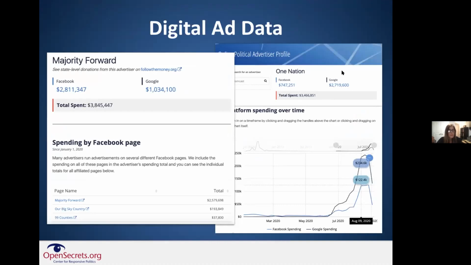Each of the groups that are spending have their own profile, so you can see how much they spent on Facebook and Google, as well as in the case of Facebook, how much they spent per page. So the groups would be listed in the disclaimers who paid for them, but they're able to spend under the name of a variety of different Facebook pages. So for example, Majority Forward paid for ads through not just the Majority Forward Facebook page, but also through 99 counties and Our Sky Big Country. And in some cases, you'll see long lists of different pages that are paid for. And you can see how their spending changes over time and week by week.